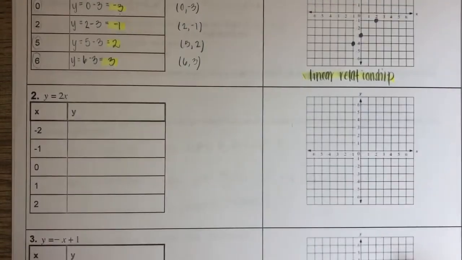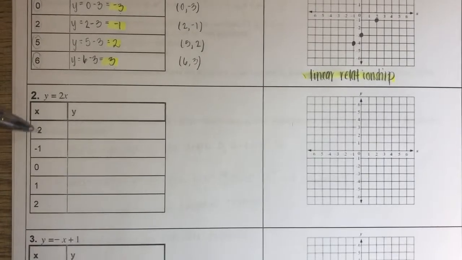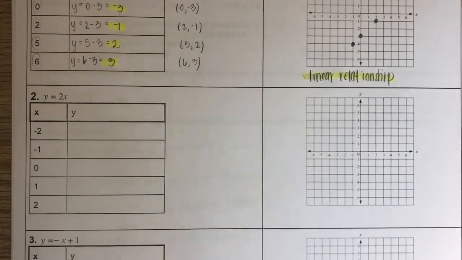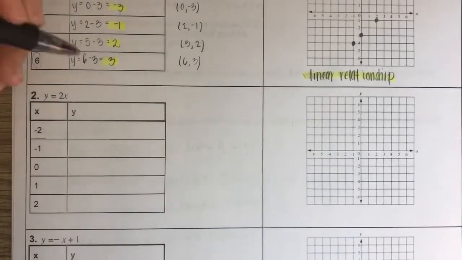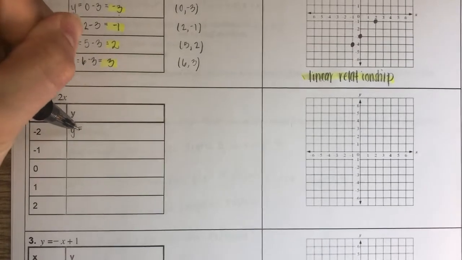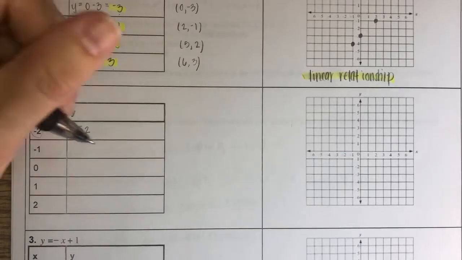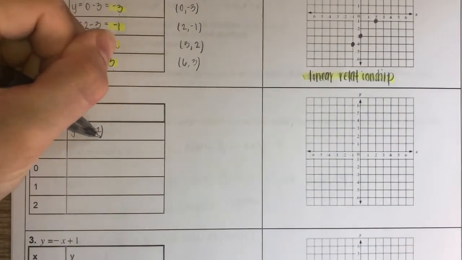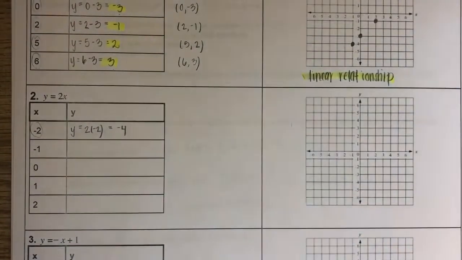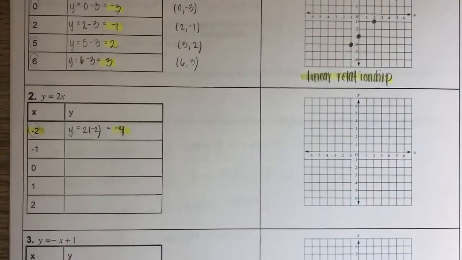Okay, for the next table, y equals 2x. So I have my x's filled in. I need to fill out my table, get my points so that I can figure out if I have a linear relationship or not. So for y equals 2x, I'm going to rewrite that equation in my y column. Y equals 2 times x, but instead of x, I'm going to plug in -2. So 2 times -2 is -4. So -2, -4 is my first point.